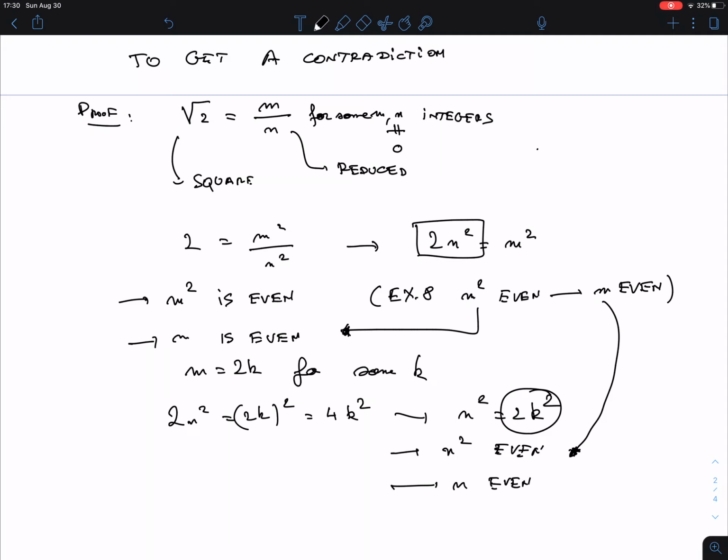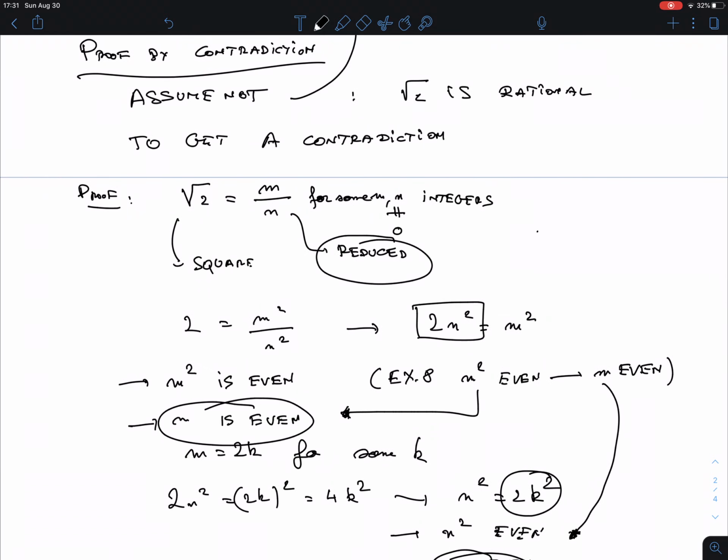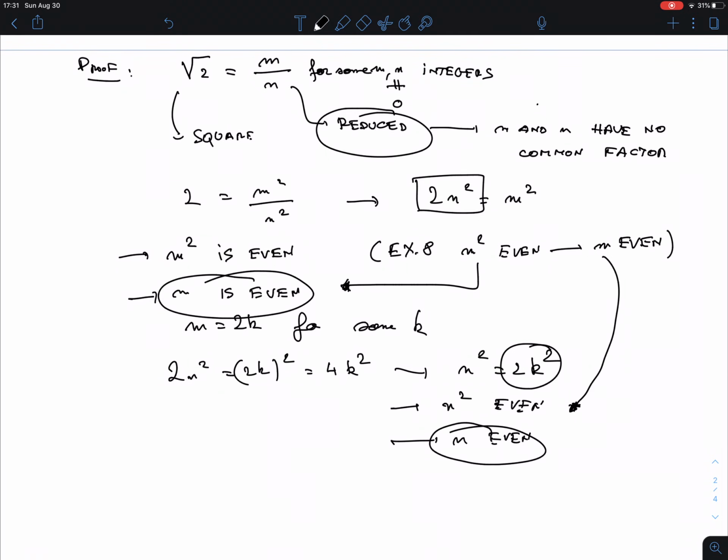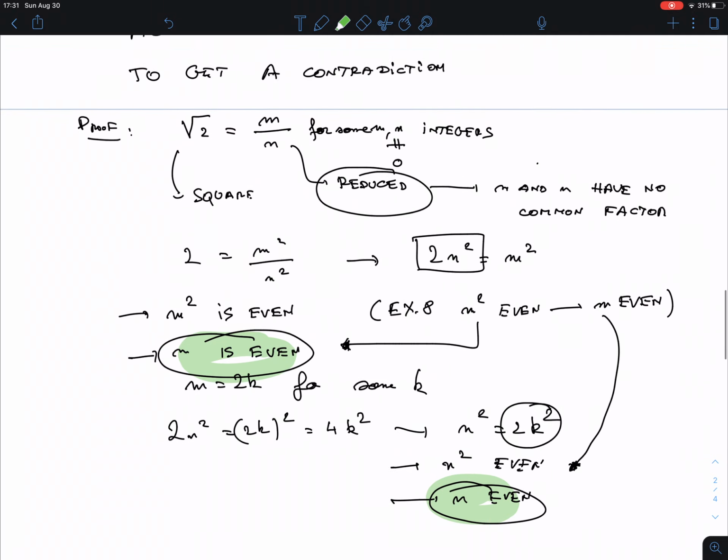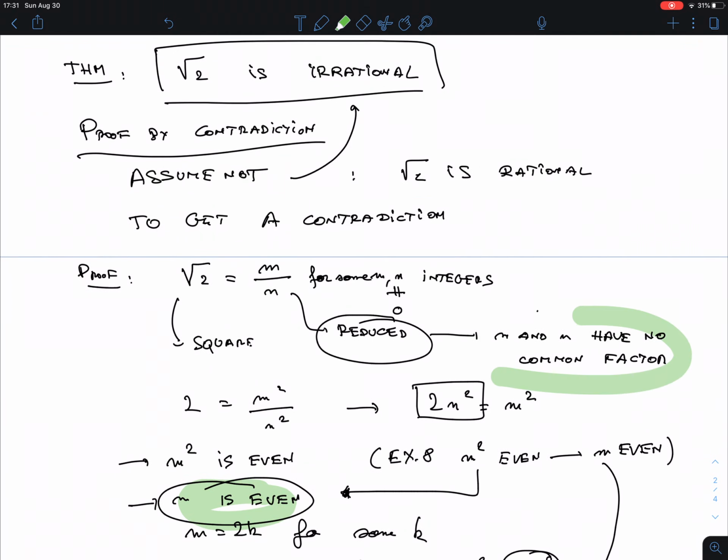Yeah, but wait a sec. n is even, m is even, and it's a reduced fraction, which means that m and n have no common factor. That doesn't sound correct, because to be even means you have a factor 2. And so here we have m is even, n is even, so they both have a common factor, whereas this says they don't have a common factor.